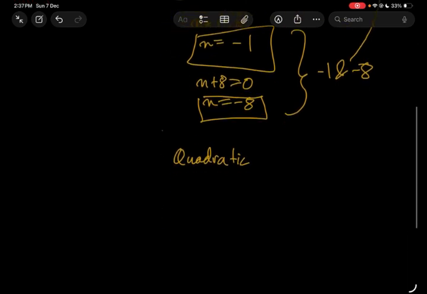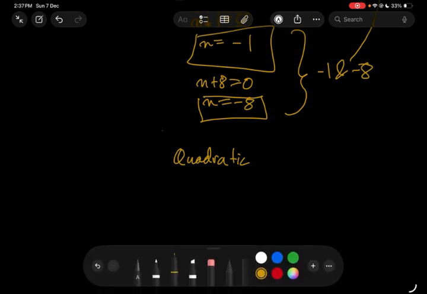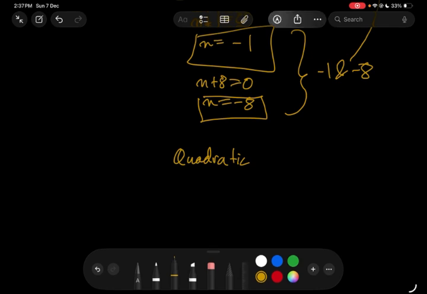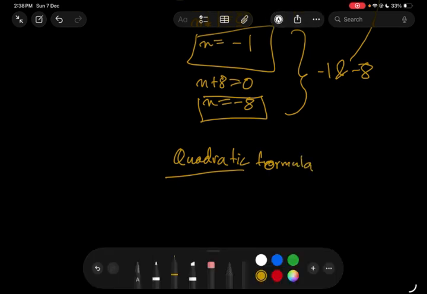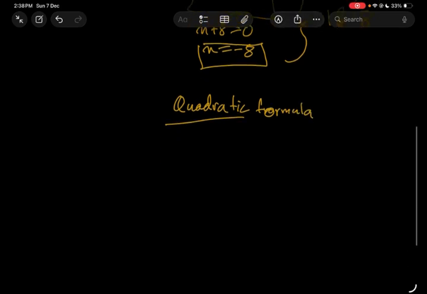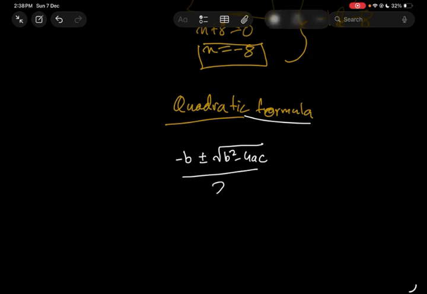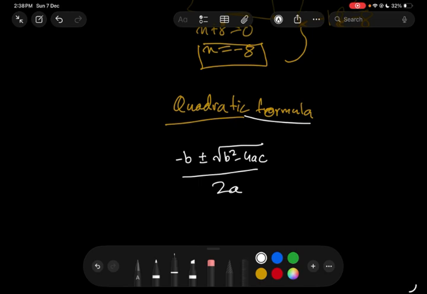Now remember, this quadratic formula is true in all cases, even in the simplest of quadratic polynomials. The formula can only be used for quadratic equations, hence the name. So what is this formula? This formula is minus b plus minus the square root of b square minus 4ac upon 2a. Yes, this looks like a monster, but let me explain what this means.